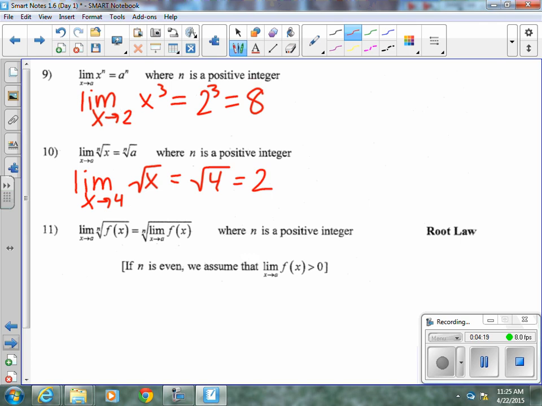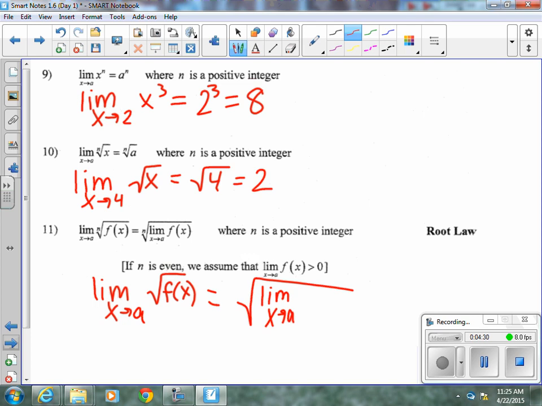Number 11, the limit as x approaches a of radical f of x is the same thing as the radical of the limit as x approaches a of f of x. We're pretending that this, back to the beginning, equals 4, and the square root of 4 is 2. Those are your limit laws, all 11 of them. I know I flew through them. Feel free to rewind, look at them again, but those are the laws.